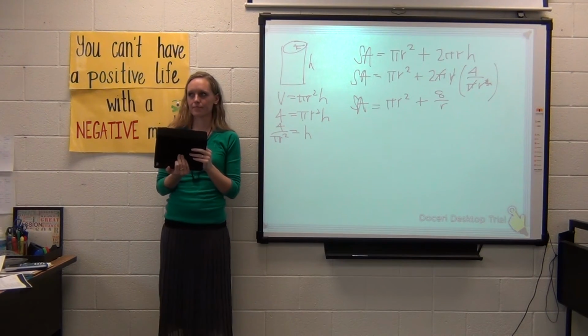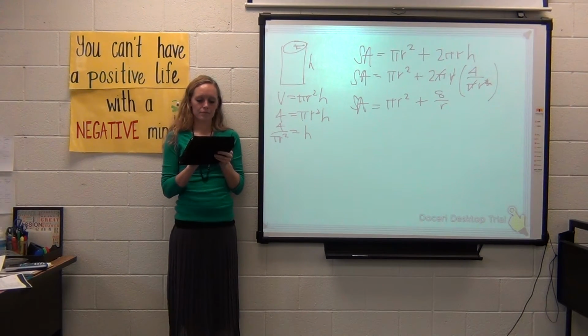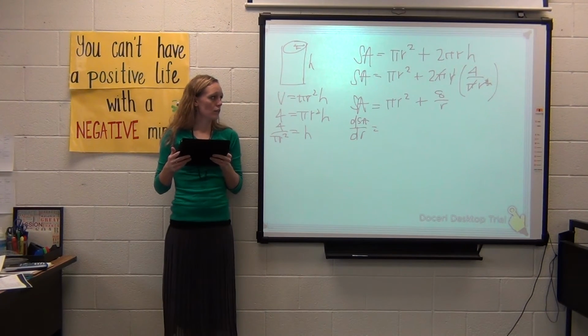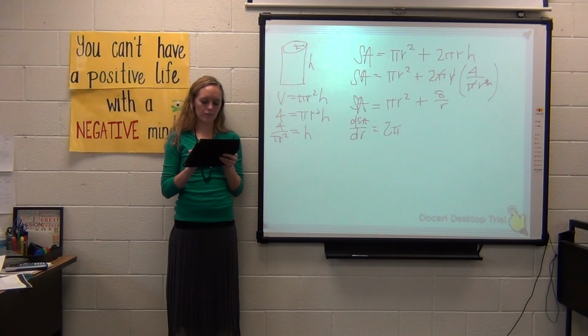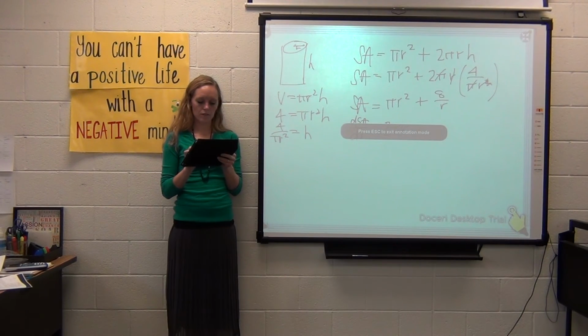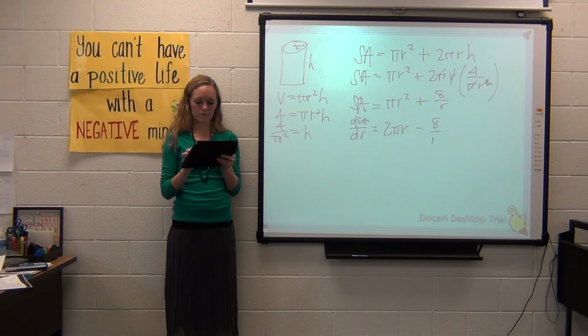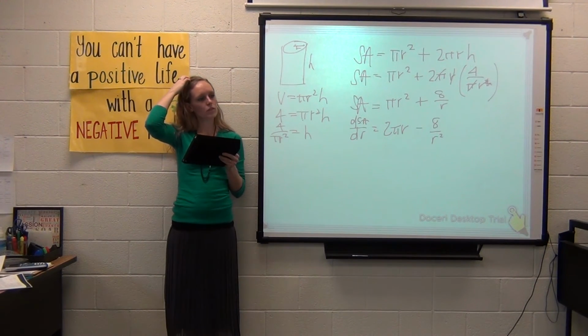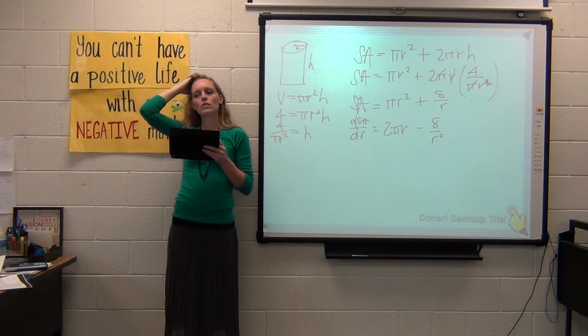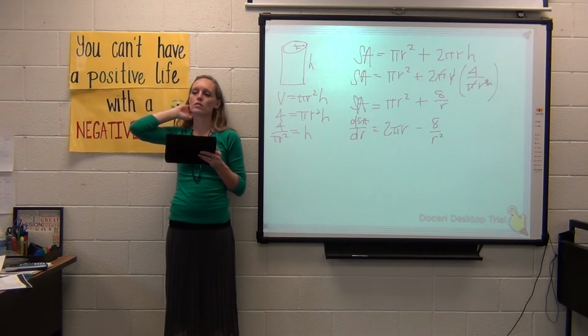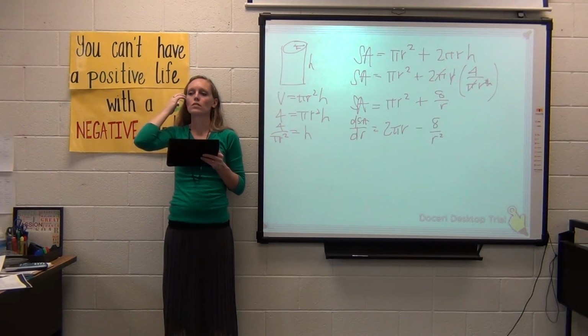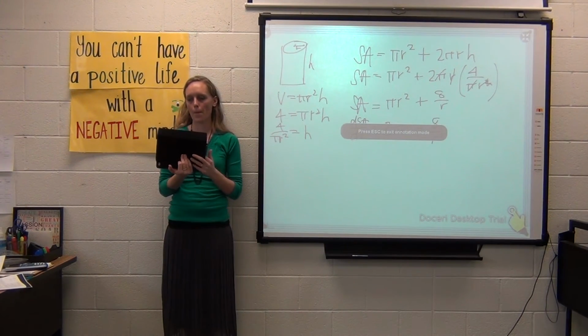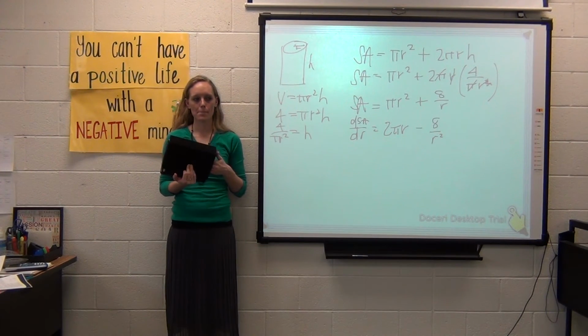Yes. So then for the derivative in terms of radius, 2 pi r, minus 8 over r squared. Because we moved it, so 8 r to the -1. And then you set it equal to 0.